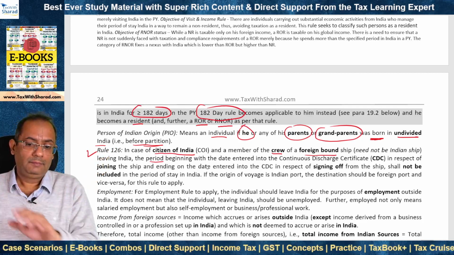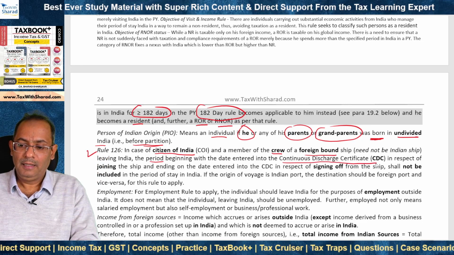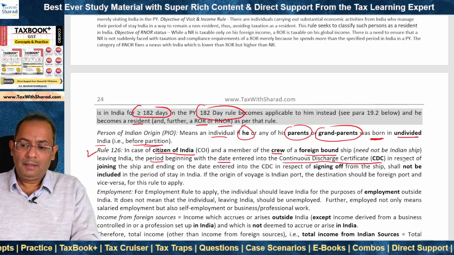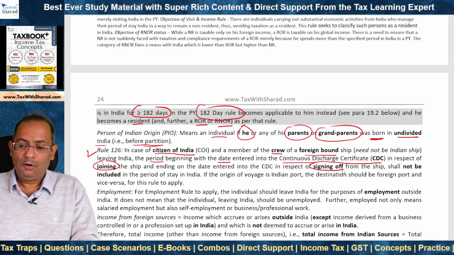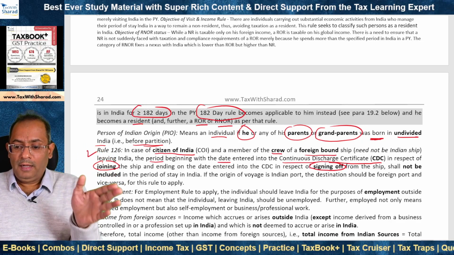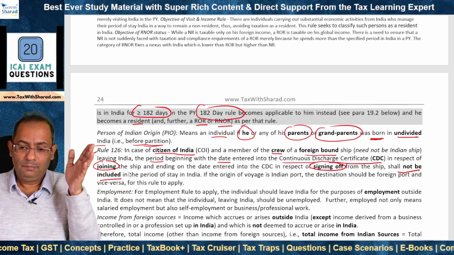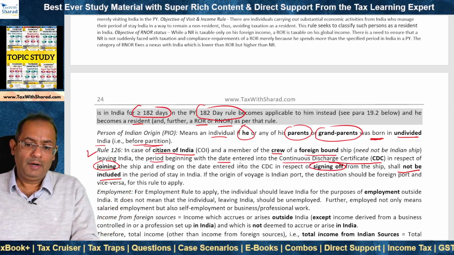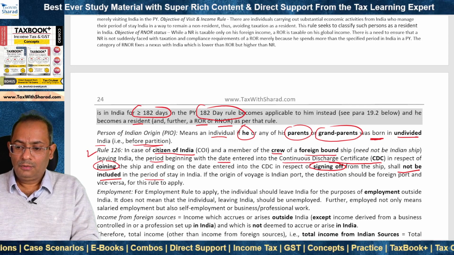It is excluded. And what is that period? It is the period which is entered into the Continuous Discharge Certificate, CDC. This period begins from the date entered in respect of joining the ship and the date entered in the CDC in respect of signing off from the ship. So both the dates in respect of joining the ship and signing off from the ship are not to be included. From the date of joining to the date of signing off, the entire period is excluded while computing the period of stay in India. Right? So this is Rule 126.